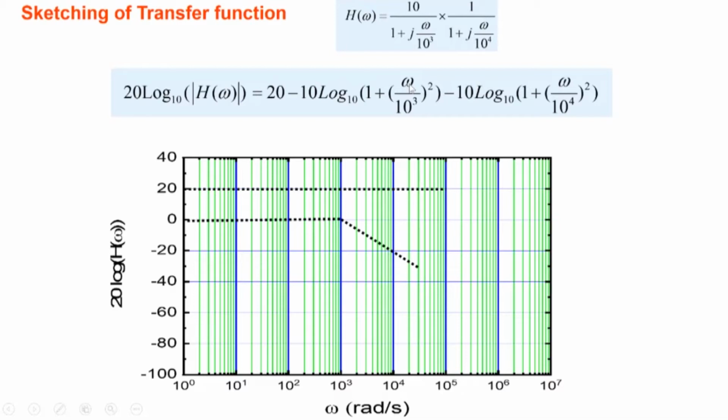Note that if I put omega equal to 10 to the power 3, I'll get log of 2. So it's not really 0 here. But I'm emphasizing that we are doing a simplified sketch here. Okay, so we keep it 0 dB till omega becomes equal to 10 power 3.